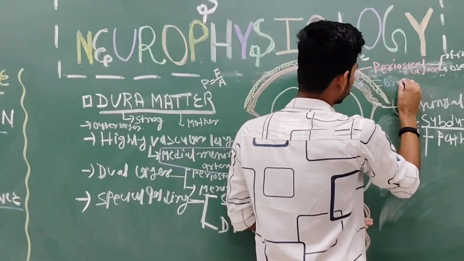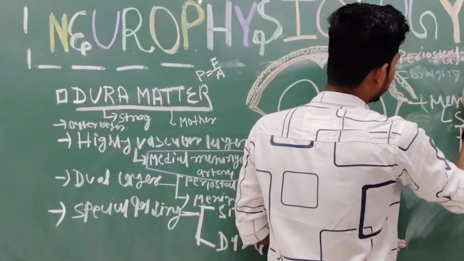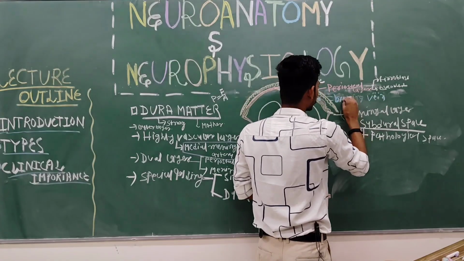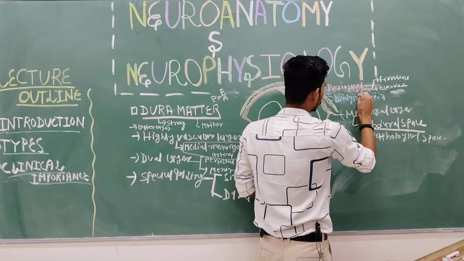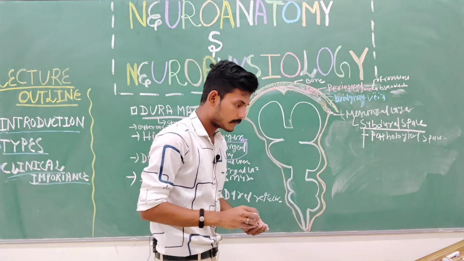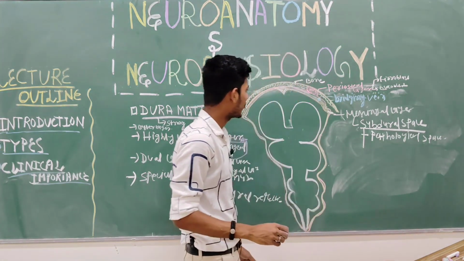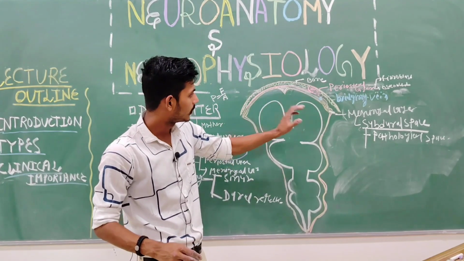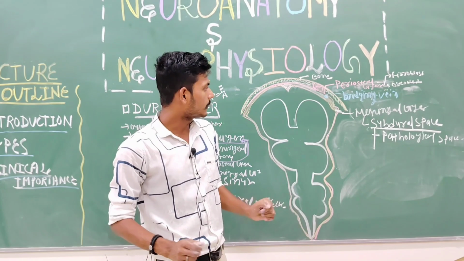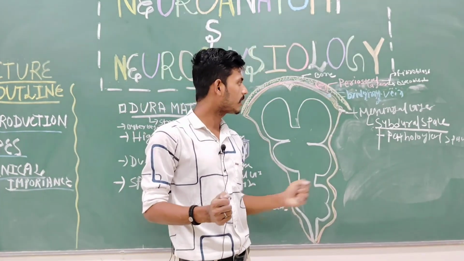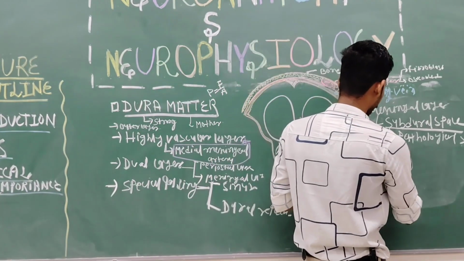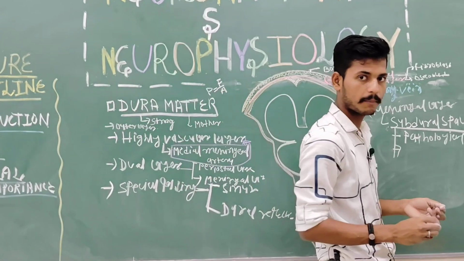Now, bridging vein, write it down. Why am I emphasizing this bridging vein? The reason for highlighting this point is that sometimes there will be a rupture of this bridging vein, which leads to subdural hematoma, or we can say subdural hemorrhage.